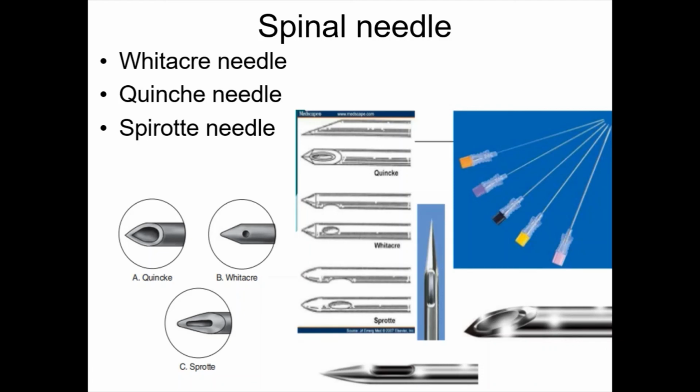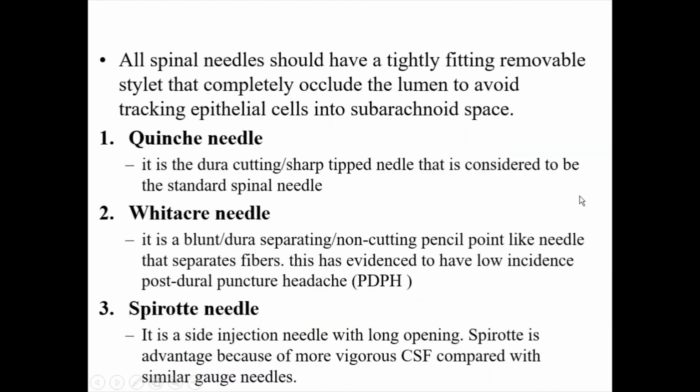Friends, we have talked about many things on spinal anesthesia, but all we do is use a spinal needle. We have mainly Whitacre needle, Quincke needle, and Sprotte needle. This is Quincke, this is Whitacre, this is Sprotte here. All spinal needles should have a tightly fitting removable stylet that completely occludes the lumen to avoid tracking epithelial cells into the subarachnoid space.